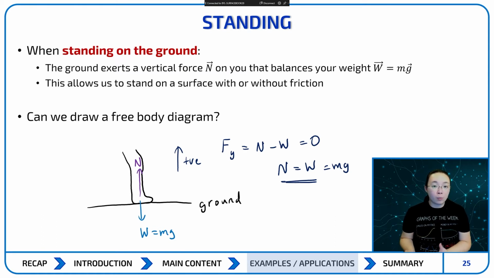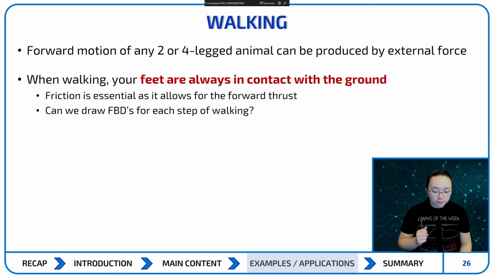Next, we're going to take a look at walking, because when we're walking, the main difference is that for your foot, your heel is going to touch the ground first, then you're going to have a standing position, and then you're going to go onto the tips of your toes to provide some sort of thrust forward so that you can move. I wanted to mention that the forward motion of any 2- or 4-legged animal can be produced by an external force. And the question is, what kind of external force allows us to move?